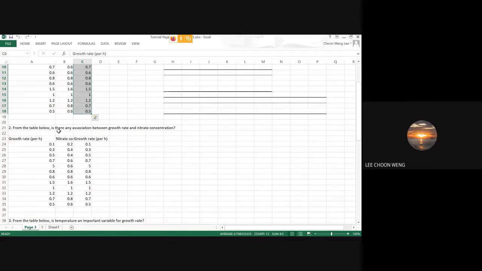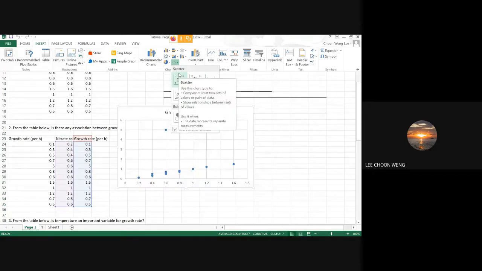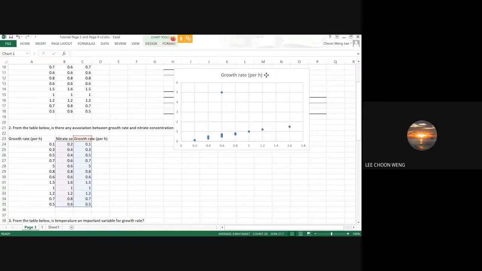Another example to see if there's any association between growth rate and nutrient concentration. So this will be your X and this will be your Y. Okay, so let's just draw a graph first, an XY graph. So when you see a graph like this, what comes to your mind?